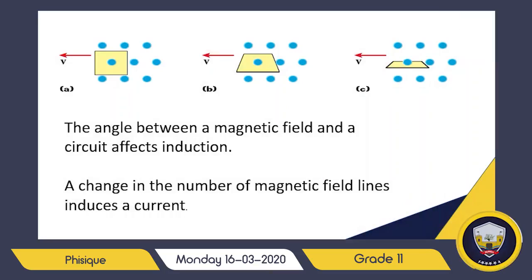So again, we have three ways, as we saw in the video, to produce an induced current. First of them, we can move the loop, or we can rotate the loop, or we can change the intensity of the magnetic field.